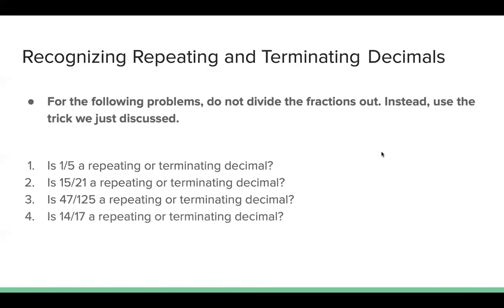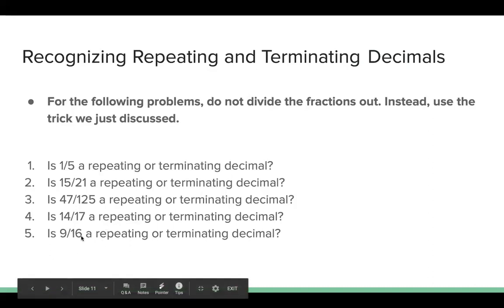All right, now you've clearly got it. Okay, so let the other people answer and we're going to see if they know it. 14 over 17, everyone. That is repeating. Good. It's repeating because 17 is not divisible by 2 or 5. And one more, 9 over 16. Terminating. Yep, that terminates because 16 is divisible by 2.